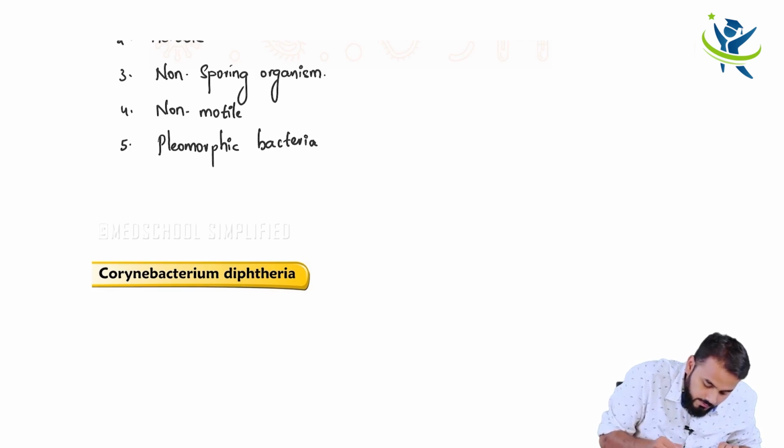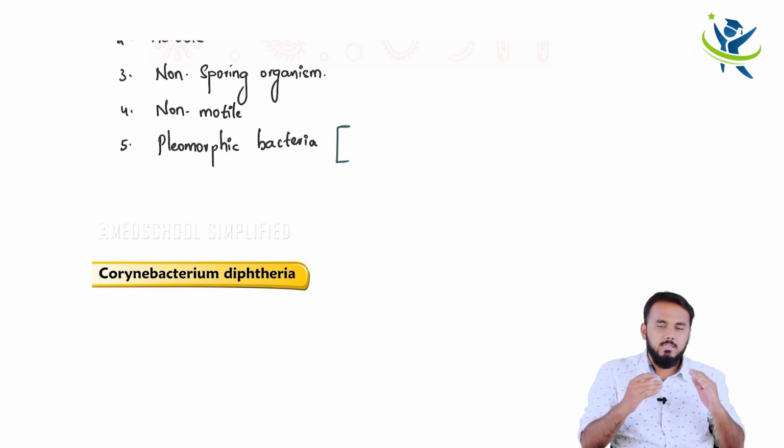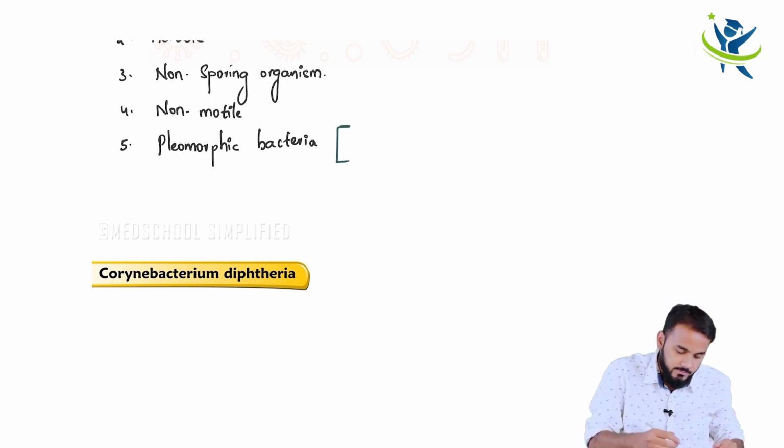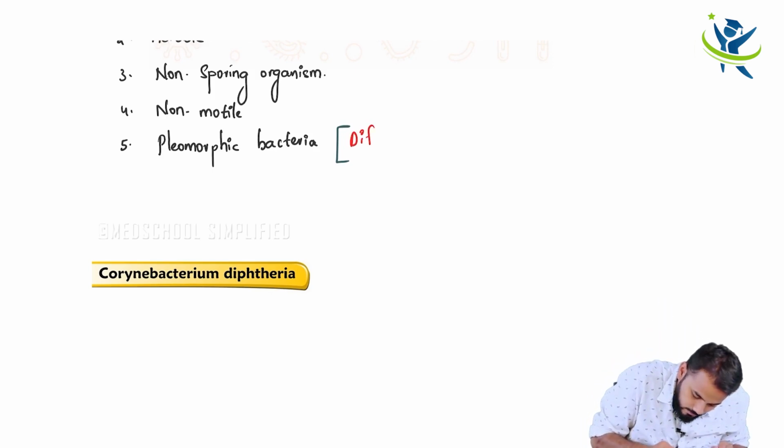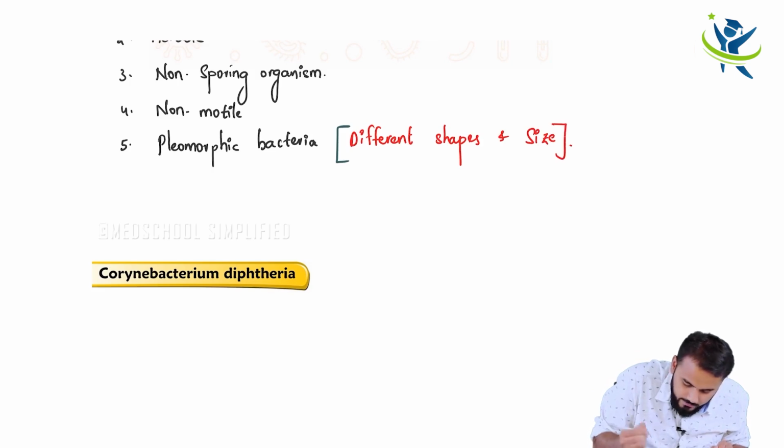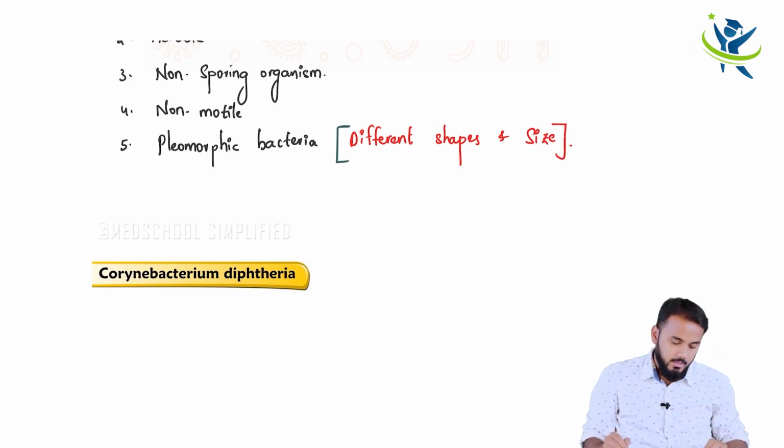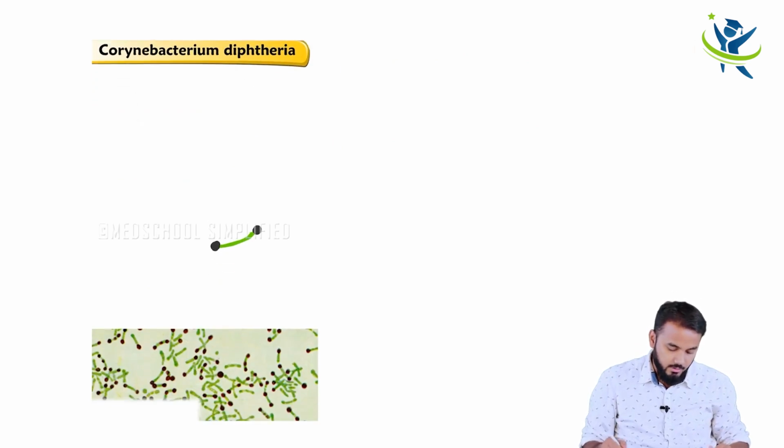What do you mean by pleomorphic bacteria? Pleomorphism means all these bacterial cells have different shapes and different sizes, right?